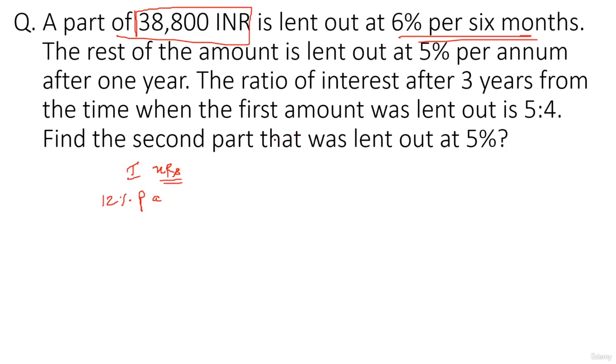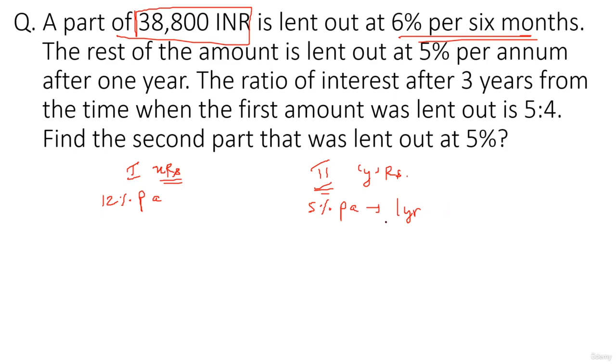After 1 year, the rest of the amount is lent at 5% per annum. The second part I call Y rupees. This is lent at 5% per annum after 1 year. The ratio of the interest after 3 years from the time the first amount was lent. Total 3 years starting from when X was invested.